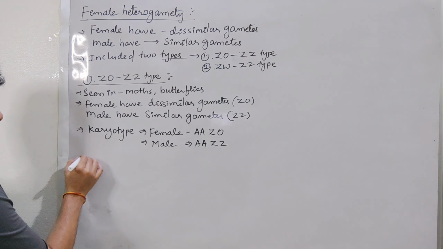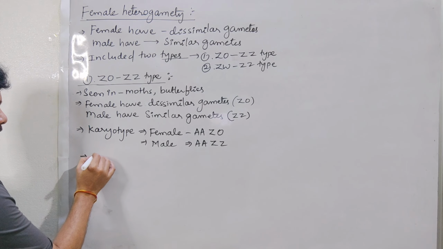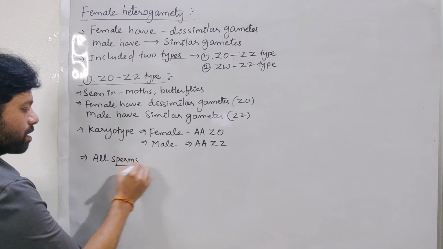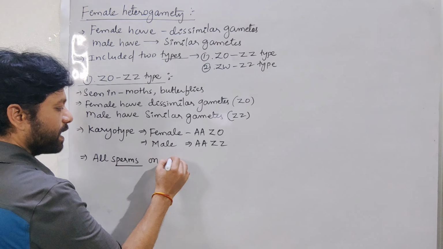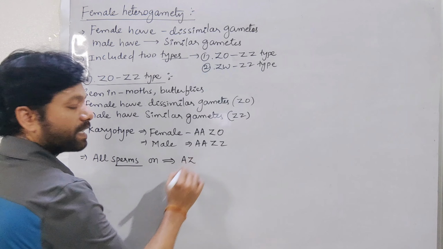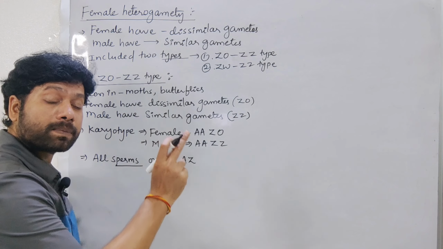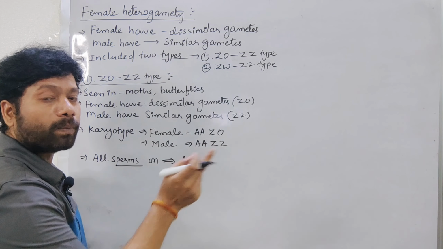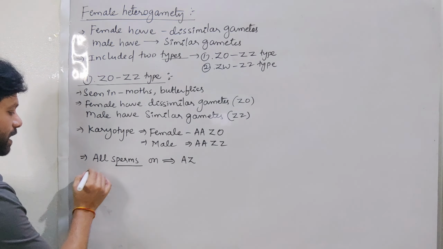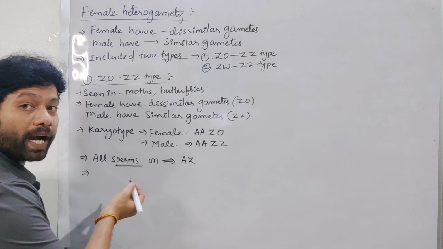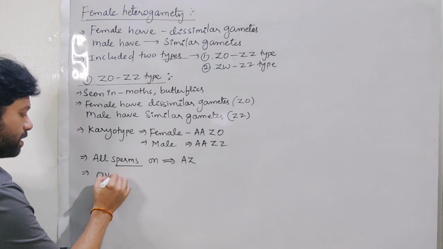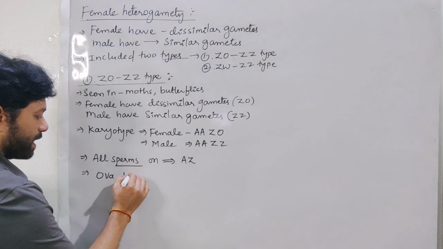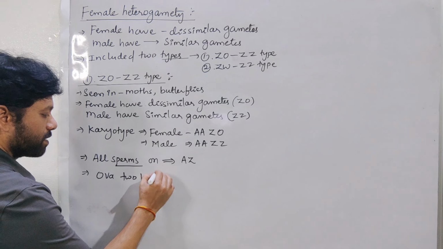AA ZZ. Here all sperms are AZ. In this one all ova are present. Before, in the male heterogamety type, all ova are AX complementary. Here the ova are of two kinds, or two types.